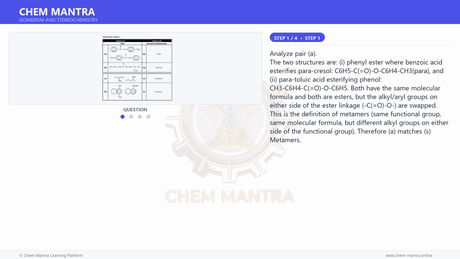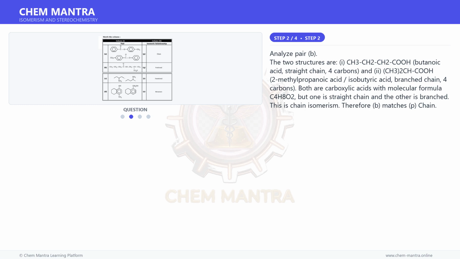Both have the same molecular formula and both are esters, but the alkyl-aryl groups on either side of the ester linkage C=O are swapped. This is the definition of metamers: same functional group, same molecular formula, but different alkyl groups on either side of the functional group. Therefore, A matches S, metamers. Moving on to the next step.